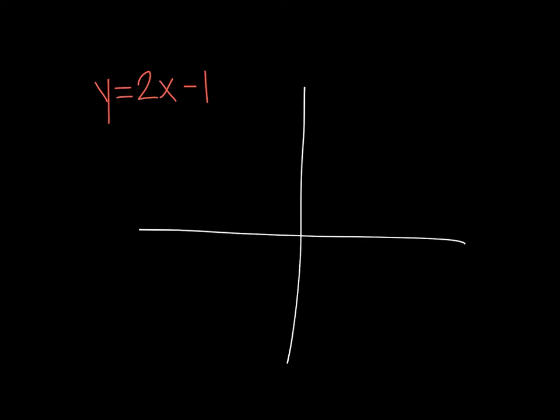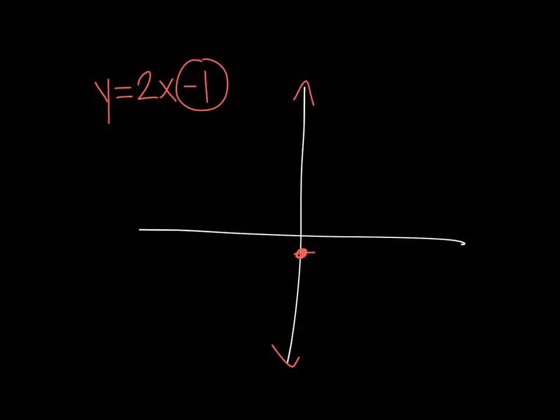Let's say that we had y equals 2x minus 1. So I draw my xy axis. I start with my y-intercept, which is a minus 1. So on the y-axis, I find negative 1, and I put my point there. So a lot easier on grid paper. Hopefully you're using grid paper, because that would be way, way easier.